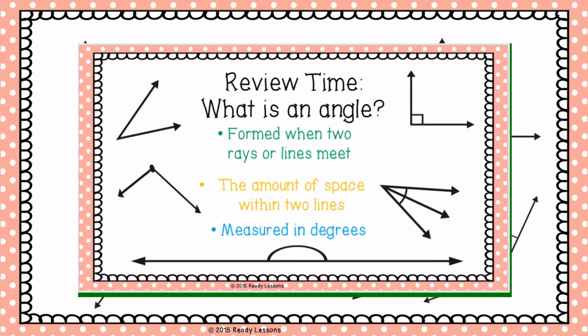All right, review time. What is an angle? An angle is formed when two rays or lines meet. The amount of space within two lines is an angle, and it's measured in degrees.